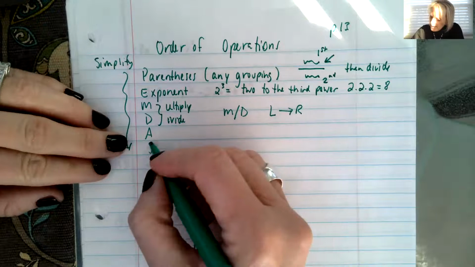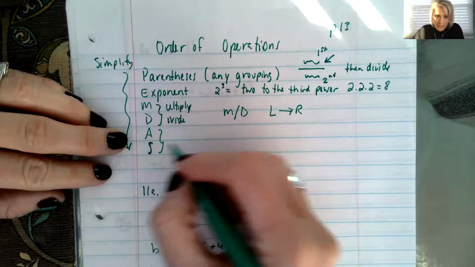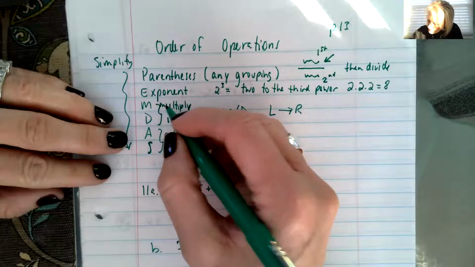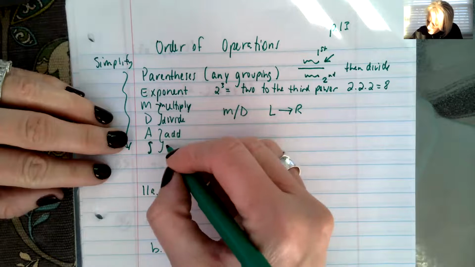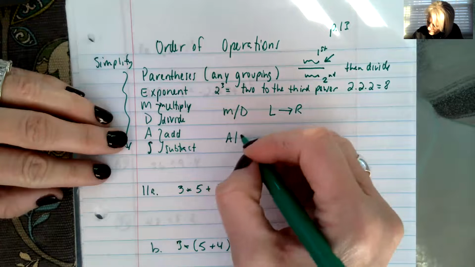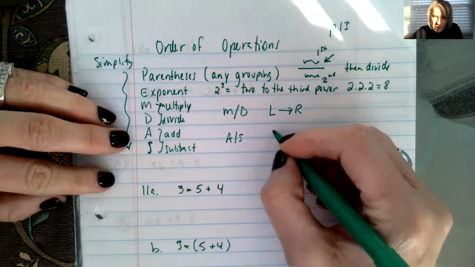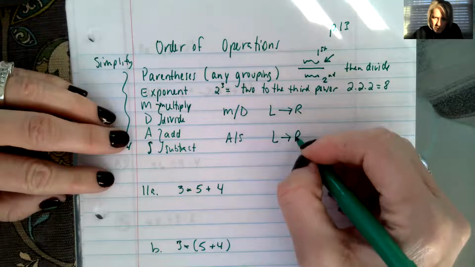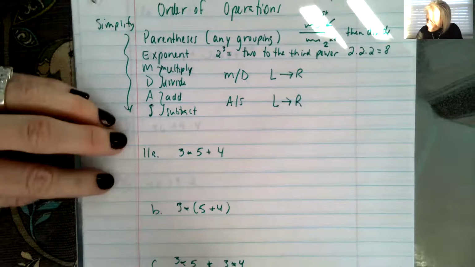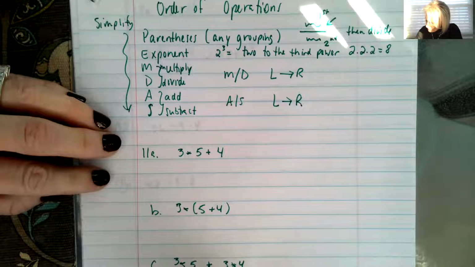And then A and S are very similar. They have the same power as well. So add and subtract. A and S also have the same power as each other, and they also go left to right. So if a subtraction problem comes first, we have to do that problem.